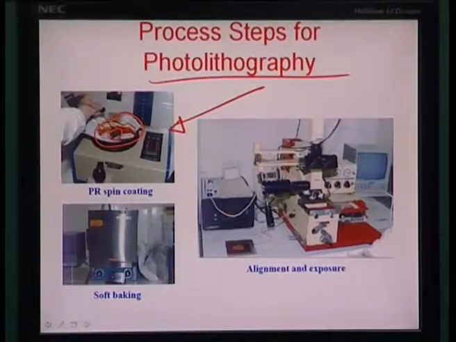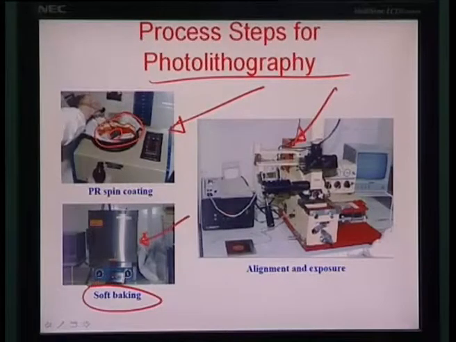You then do the soft baking process using a laboratory oven like this, which is a gravity driven convection oven. You could also use a hot plate at times, and it gives more uniformity, especially while doing thick resist processing like photoresist SU8. You prefer using a hot plate over a convection oven for better uniformity of temperature.